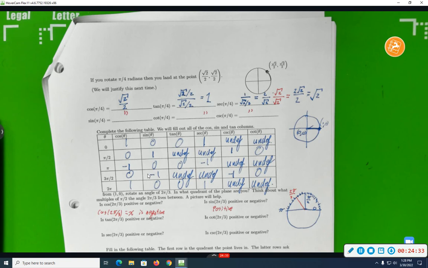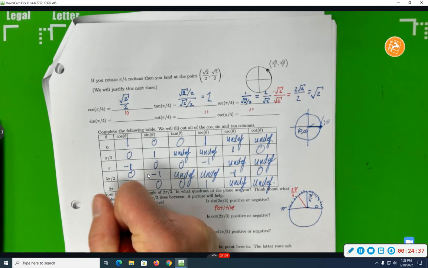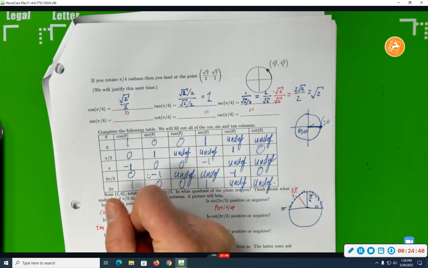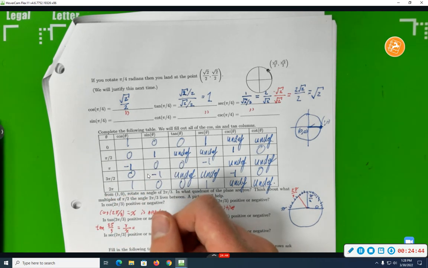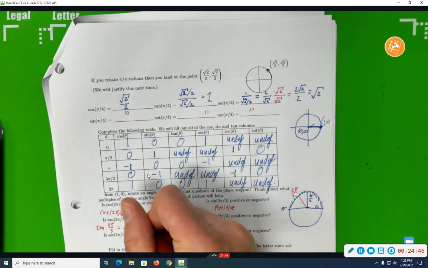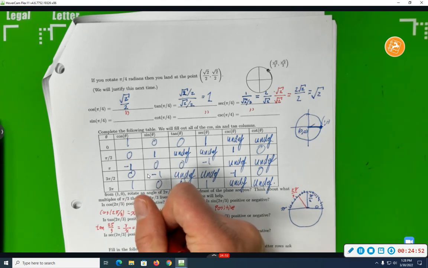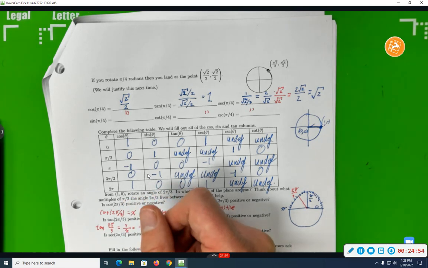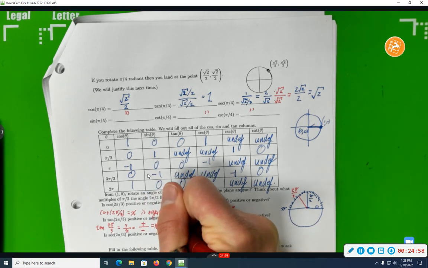Let's write down the intervening steps. Let's see, tangent of 2 pi over 3. That'll be the y-coordinate divided by the x-coordinate. Is y positive or negative? So it'll be positive divided by, is x positive or negative? Is a positive number divided by a negative number positive or negative? That seem pretty okay?